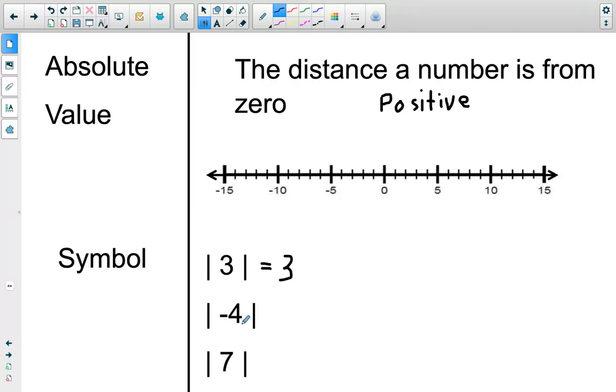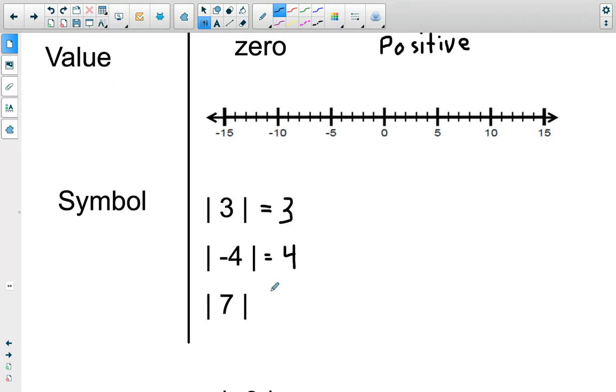What's the absolute value of -4? Well, -4 is 1, 2, 3, 4 from 0. So the absolute value of -4 is 4. 7 is 1, 2, 3, 4, 5, 6, 7 from 0. Absolute value of 7 is 7.